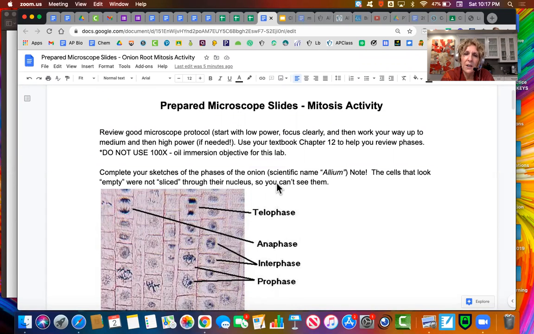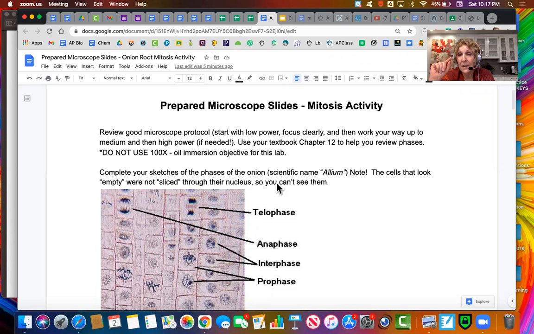The first thing you need to do is just review good microscope technique, which I know you know how to do. Remember that you're going to focus on the lowest power objective first and get that nice and clear. And then you rotate the objective to the medium power, get that nice and clear using your coarse and fine adjustment carefully.